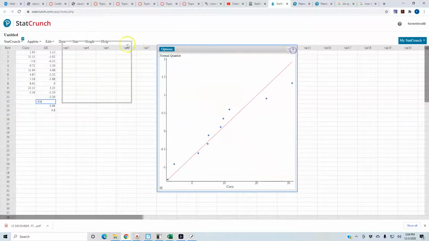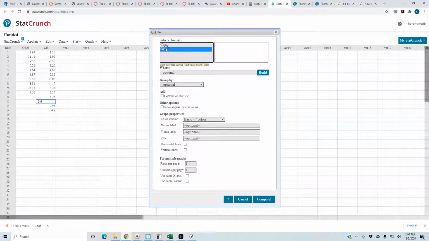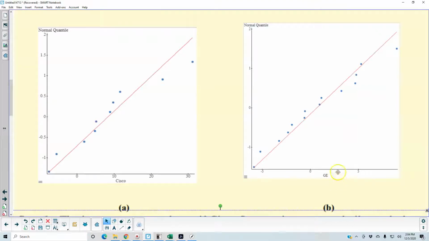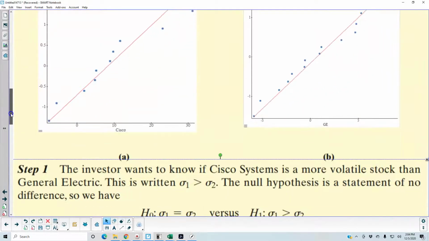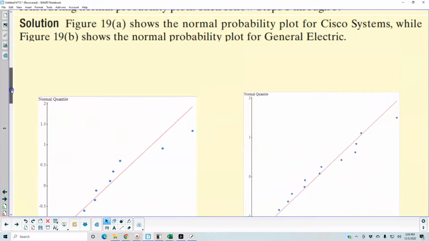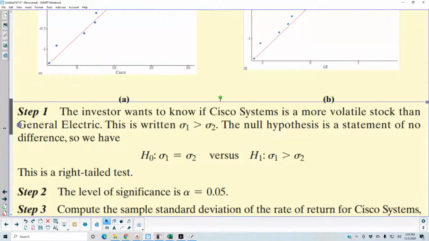Now let's take a look at the QQ plot for GE. We're going to select GE, then select our normal quantiles on the y-axis and then select compute. And you can see again, this data is close to a linear situation. So we can see here that GE is also normally distributed. So we now know that it passes the first step, and now we can move on to step 1.